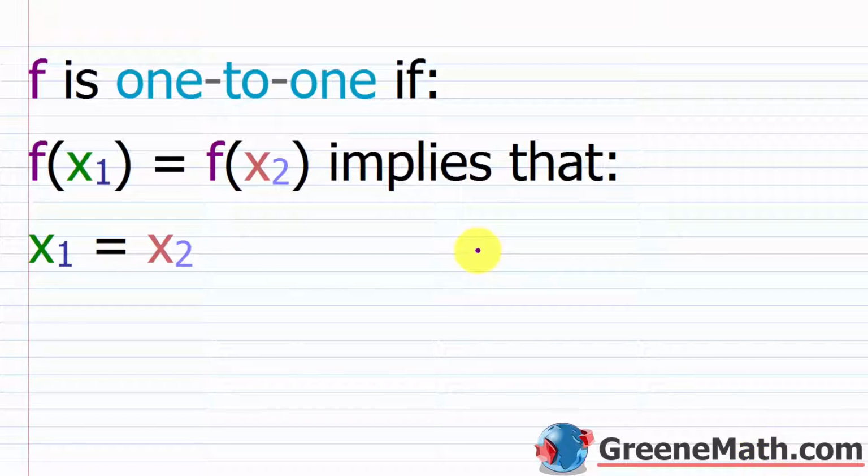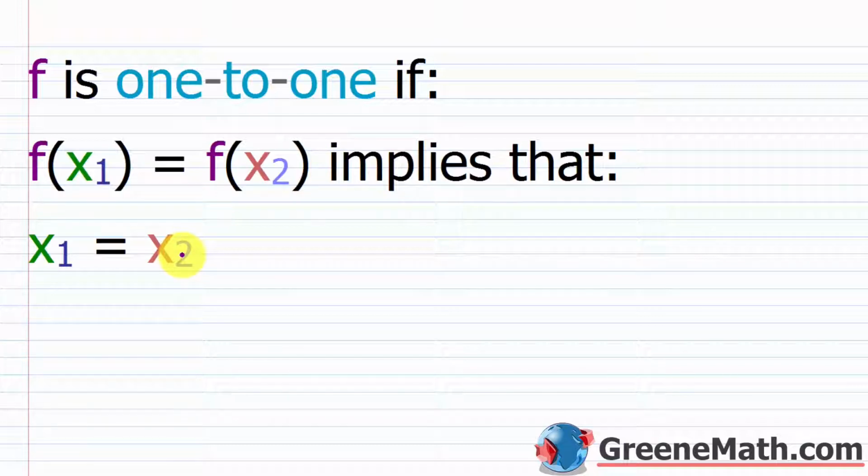It's basically breaking down the definition we just saw into a more algebraic format. So f is said to be one-to-one if, and only if, f of x sub 1 is equal to f of x sub 2 implies that x sub 1 equals x sub 2. So what does this mean? If you read this in your textbook, you might get confused by it.